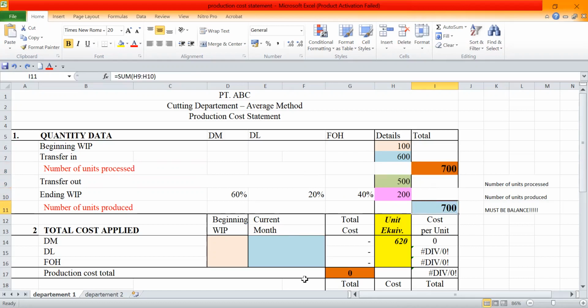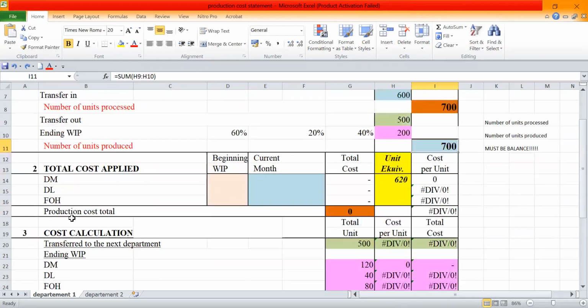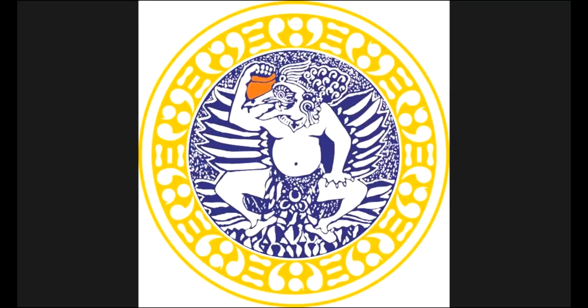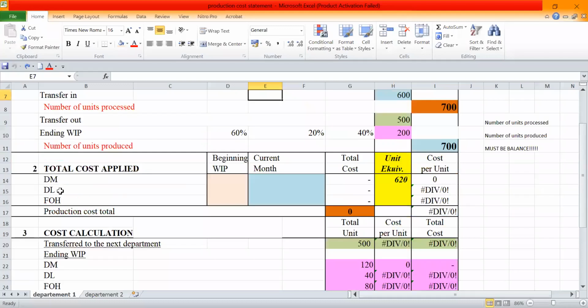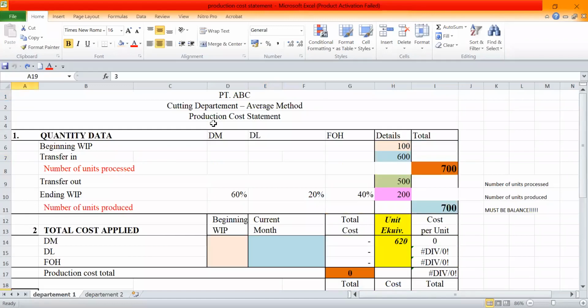Okay, so next, for the second part, the total cost applied. Okay, so now, before I explain in detail about the second and the third part of the production cost statement, I will give you a hint, a rule of thumb of the production cost statement. And if you really understand this rule of thumb, you will find that actually making the production cost statement is really easy. It's not a really difficult thing. Okay, the hint is like this.